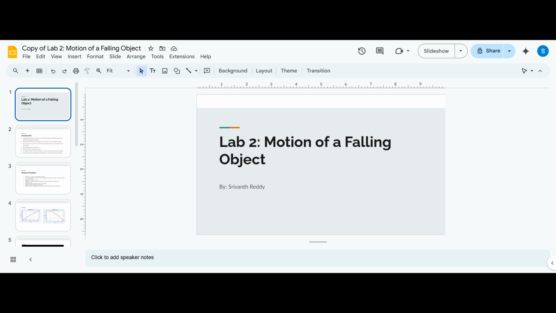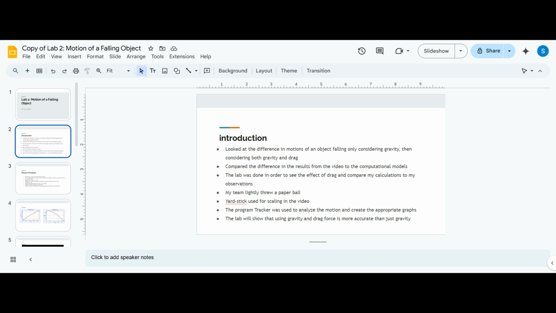Hi, my name is Shrivant Reddy, and this is my lab on the motion of a falling object. For our introduction, we are looking at how an object interacts with gravity over a certain amount of time and distance. In this case, we're splitting this into two parts. We have one with just gravity in consideration, and then the second part with both gravity and drag put into consideration, and the forces acting on our object, which in this case is a paper ball.